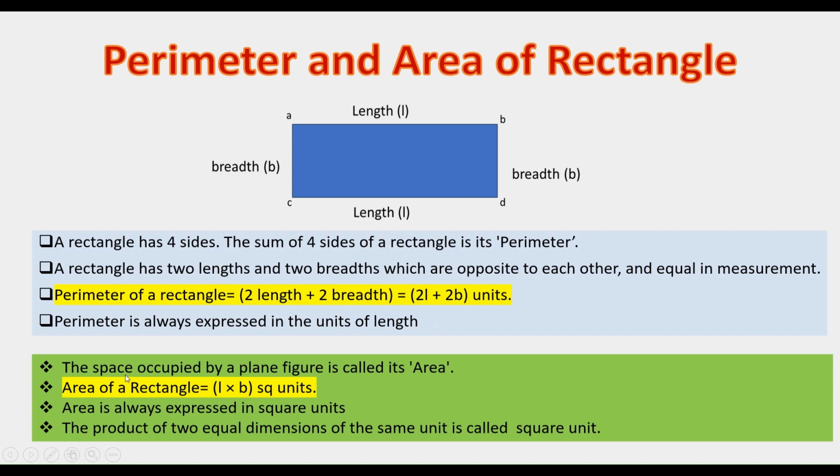Now let's see the area of a rectangle. What is the area of a rectangle? The space occupied by a plane figure is its area. Then we can tell the area of a rectangle is length into breadth square units, and it is expressed in square units. What is a square unit? It is nothing but the product of two equal dimensions of the same unit. I hope you have understood the perimeter of a rectangle, that is 2L plus 2B units, and the area of a rectangle, that is length into breadth square units.